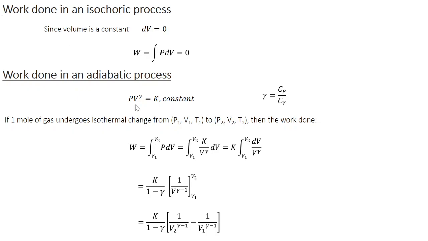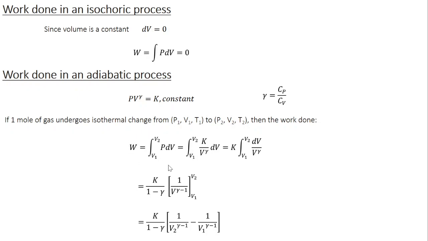So in the case of adiabatic process, we know that PV to the power gamma is a constant, call this as constant K, where gamma is the ratio of Cp to Cv. So here, since there is no exchange of heat between system and surrounding, the temperature is going to be changing. So imagine that 1 mole of ideal gas undergoes adiabatic change, sorry, once again typo here, from P1 V1 T1 to P2 V2 T2. Let's calculate the work done.